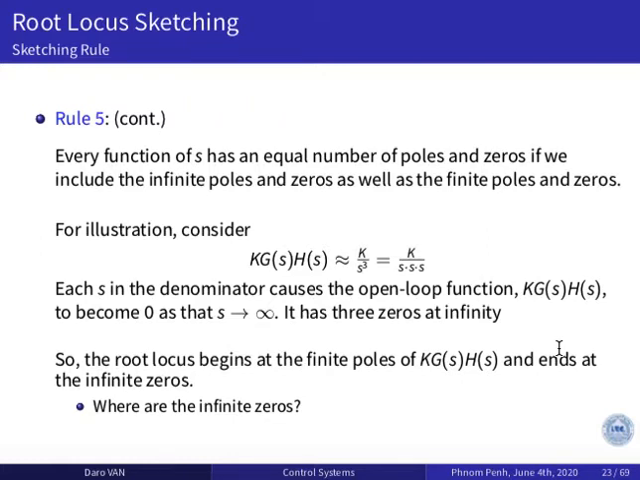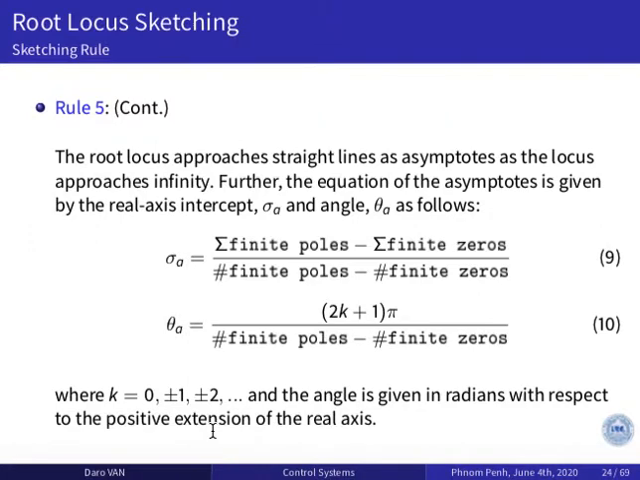So the root locus begins at the finite poles and ends at the finite and infinite zeros. Okay? But where are the infinite zeros? There are some rules that you can sketch, actually it's rule number 5. You can sketch and then you can graphically see where the infinite zeros are.